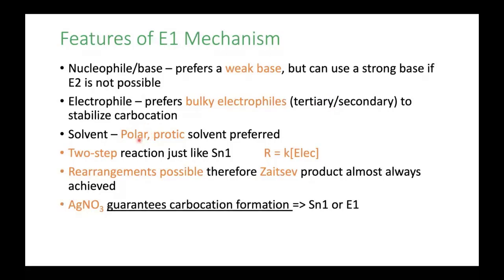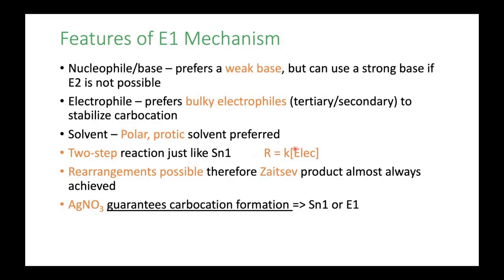Our solvent, we want a polar protic solvent. Polar is just to dissolve stuff, like Justin was saying. Protic is going to stabilize our carbocation. The whole goal of initiating the mechanism is just to form a stable carbocation. This is a two-step reaction, just like SN1. The first step is our leaving group leaving, and the second step is our base abstracting a hydrogen. E1 cannot happen on a primary. It rarely happens on a primary, just like SN1.